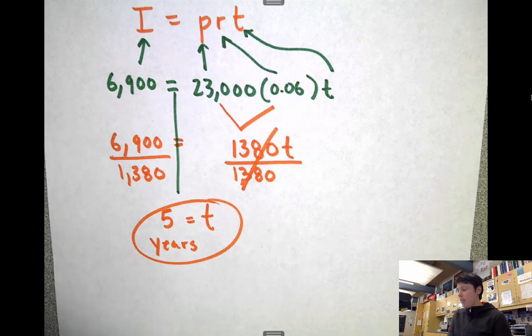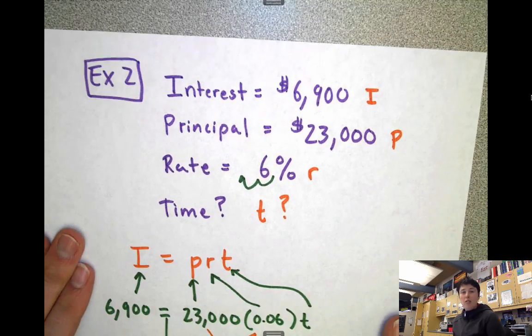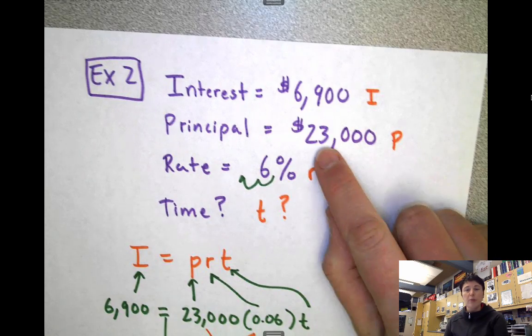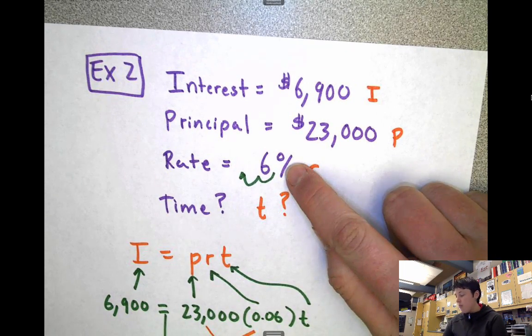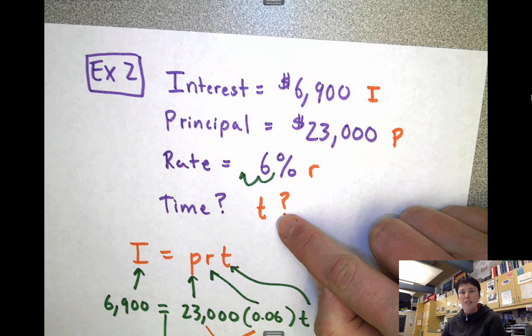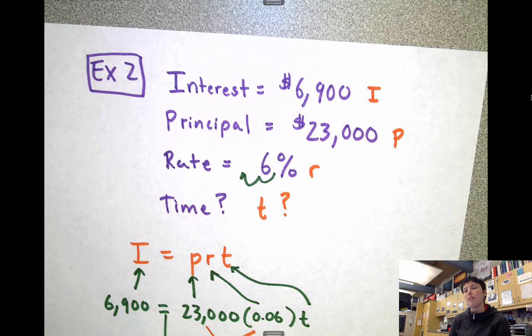Okay, well, what does that mean? Well, that means, if we go back up and look at our facts, you bought a car. You borrowed $23,000. You got a 6% interest rate, and you paid it off in 5 years. You gave the bank an extra $6,900 of interest. That's the extra money the bank got because you borrowed a loan from them, so you had to pay them extra back. That's what that means.